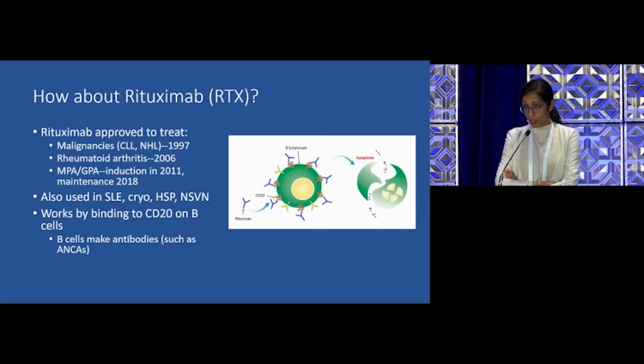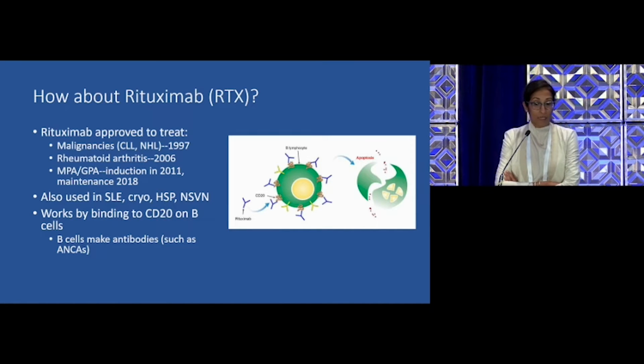What about Rituximab? That was the other one that's a possibility for induction in that patient case, right? So Rituximab was approved to treat malignancies initially. That was in 1997. And then it was approved to treat rheumatoid arthritis in 2006. And then it attained approval for MPA and GPA for induction in 2011 and then maintenance in 2018. Rituximab's also used in lupus, cryoglobulinemia, Henoch-Schönlein, and non-systemic vasculitic neuropathy.